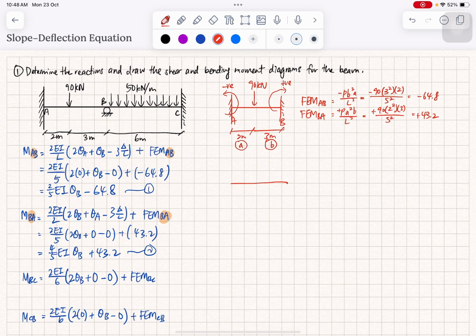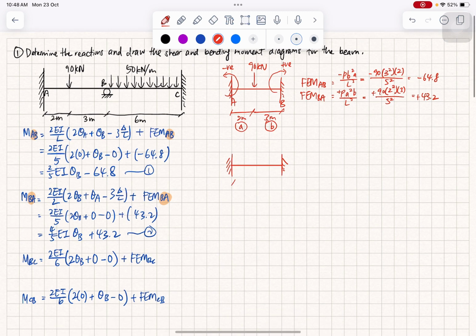Okay, let us draw it out to determine the fixed end moment. The length is 6 meter, and we have a uniformly distributed load, UDL, of 50 kilonewton per meter. This is side B and this side C. Just remember, the left hand side is always negative, the right hand side is always positive.